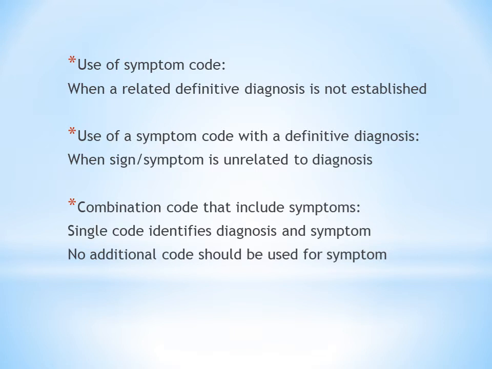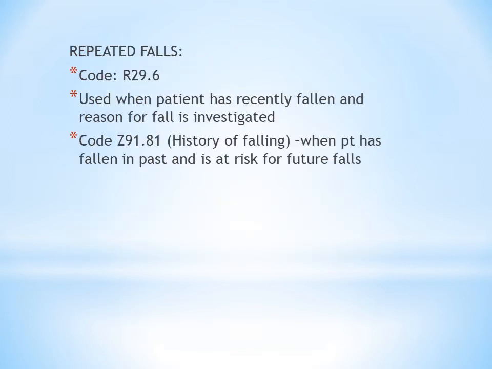So what are all the cases where we have to code for symptoms? First one, when the diagnosis is not established. Second one, when an unrelated symptom is established along with the diagnosis, you can code the unrelated symptom. And third one, a combination code, where a diagnosis and symptom have a single code. In that case also we will not specify symptoms separately.